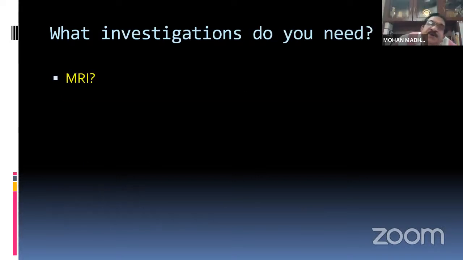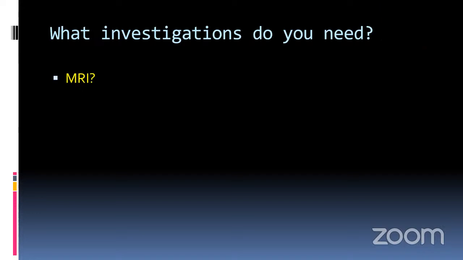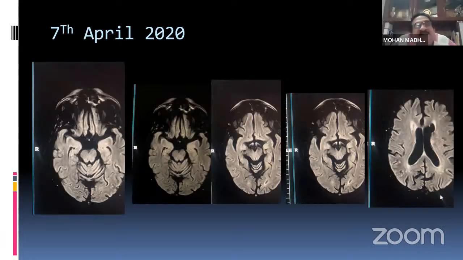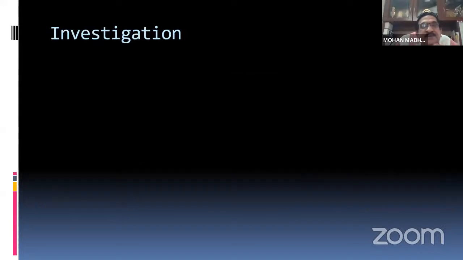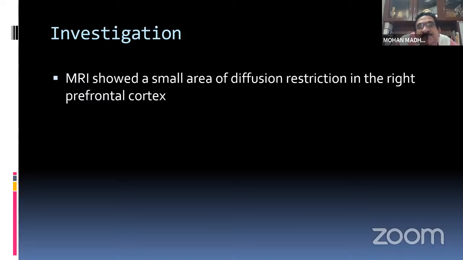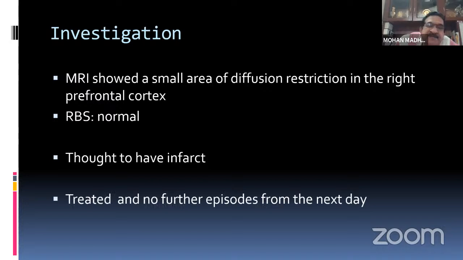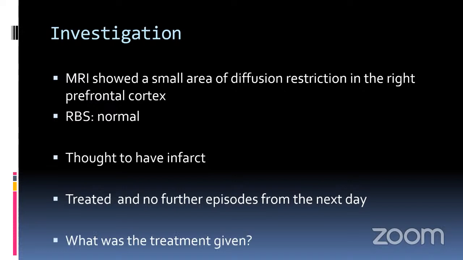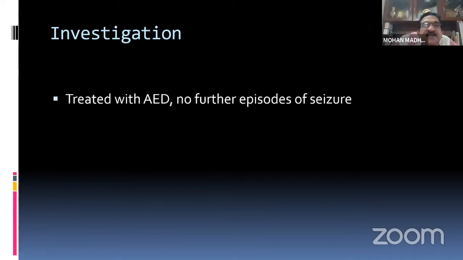Let's see. What investigation do you want? MRI? EEG, MRI, EEG, and calcium. Okay, calcium is normal. This is the MRI prior sequence. Anyway, the MRI showed a small area of diffusion restriction in the right prefrontal cortex. RBS is normal, and this was thought to be an infarct and treated, with no further episodes from the next day onwards. So what would be the likely possibility? Tonic seizures. Yeah, it's a tonic seizure. So what is the treatment given? Treatment is AED, no further episodes.